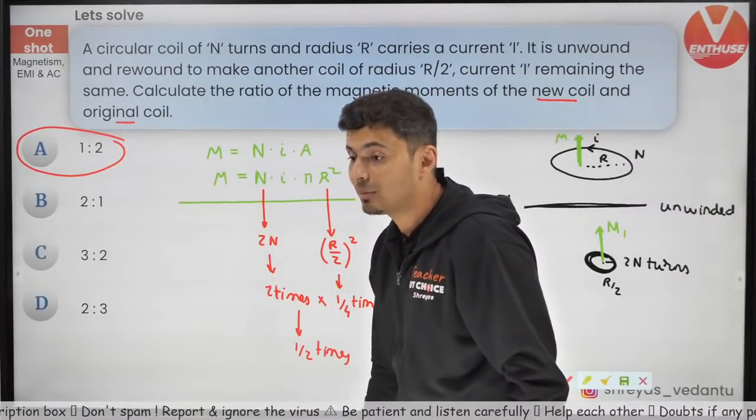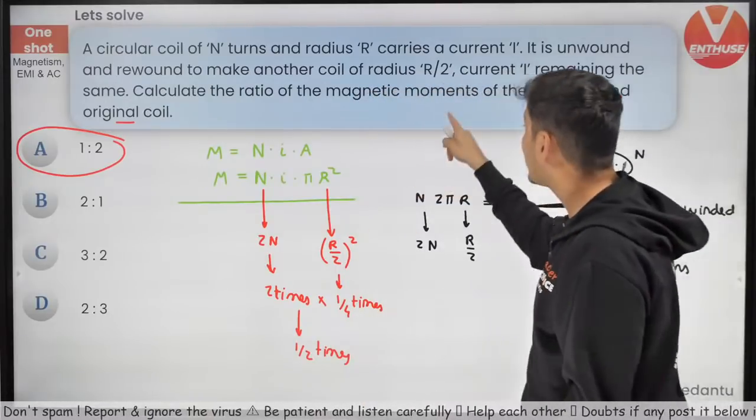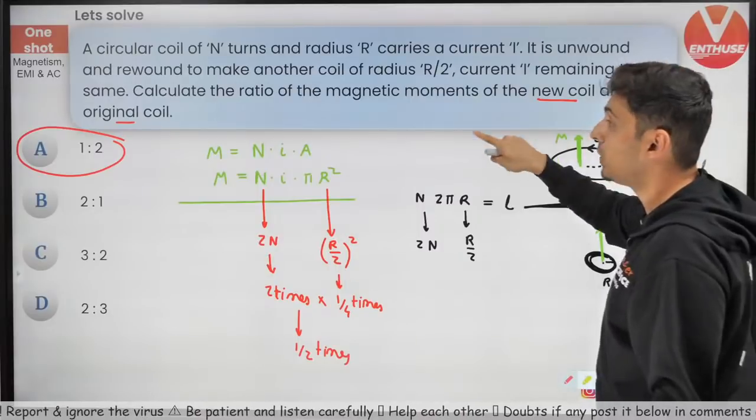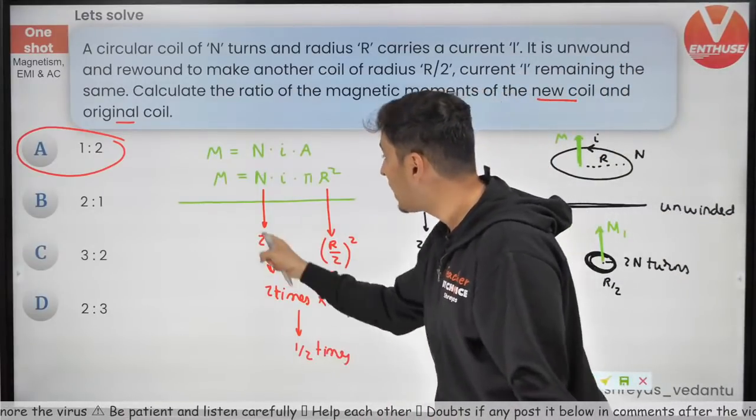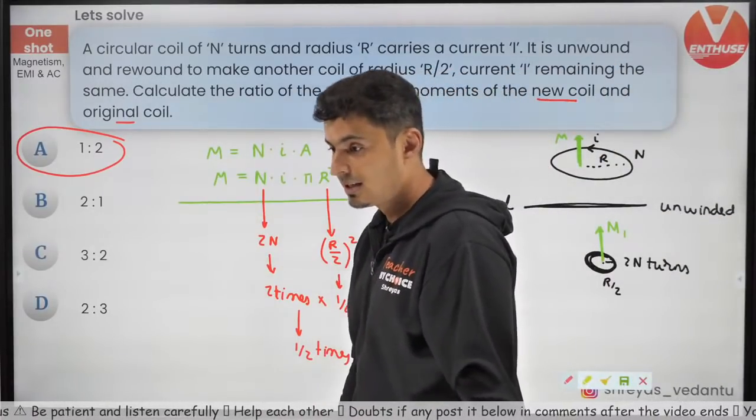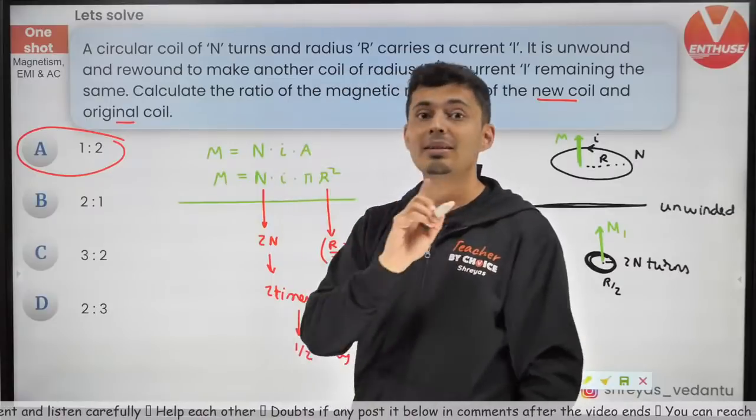No, Alexander, think about it again. Be careful. Look at the ratio. What have they asked? New to old. The new coil has become half times. Got it? Okay? So don't make these mistakes.